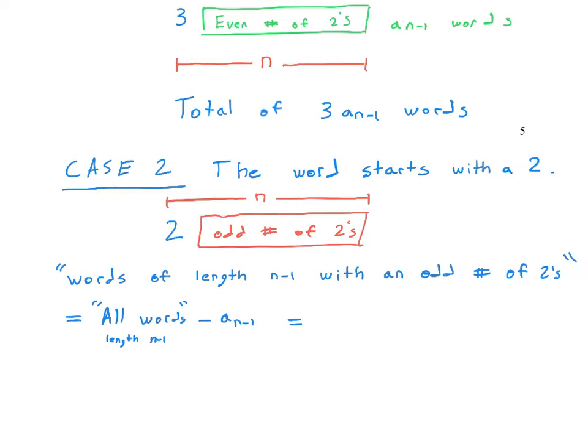Now, how do we write down a number that represents all the words? Well, in this process, remember we're only allowed to pick either a 0, 1, 2, or 3. There were only 4 choices for the digits. So every time we pick a digit, we have 4 choices, and we get to pick n-1 times. So 4 times 4 times 4, n-1 times, represents all the possible words. So this gives us the formula that we're looking for. And we're all ready to put our recurrence relation together.